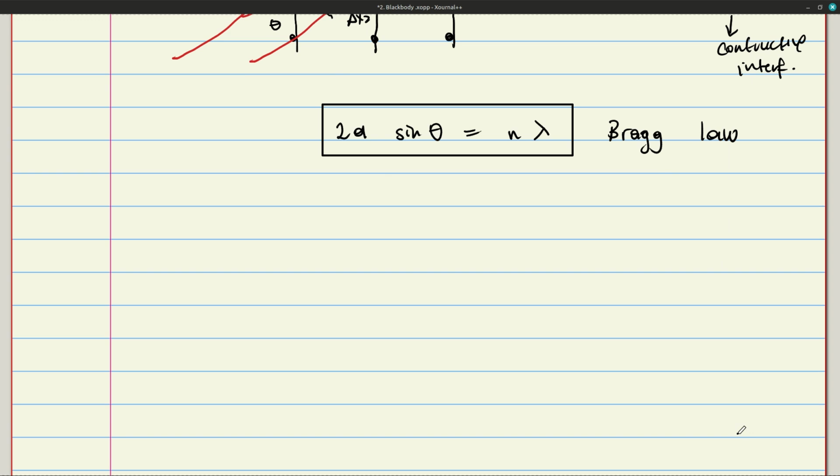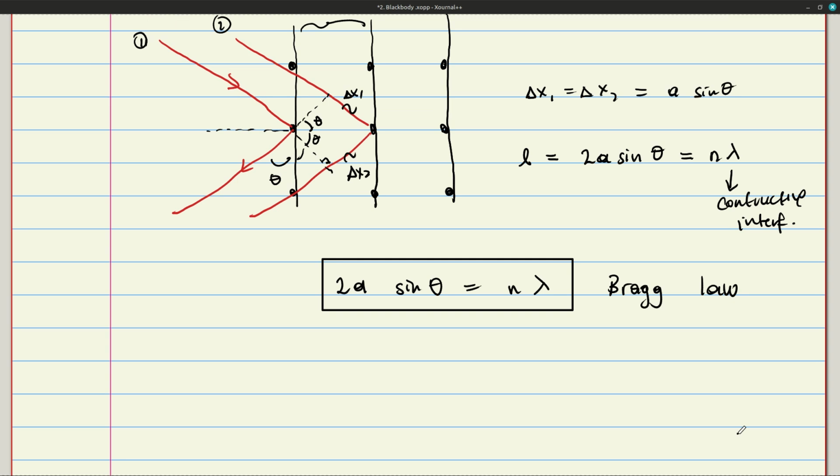Okay, any questions? So basically, you cannot do the double slit experiment, but you can still do an interference experiment. And this interference experiment is going to give you an idea about your sample. By just looking at the interference pattern, by counting the fringes, you can actually deduce the lattice spacing. And from that lattice spacing, you can deduce the structure of the material.